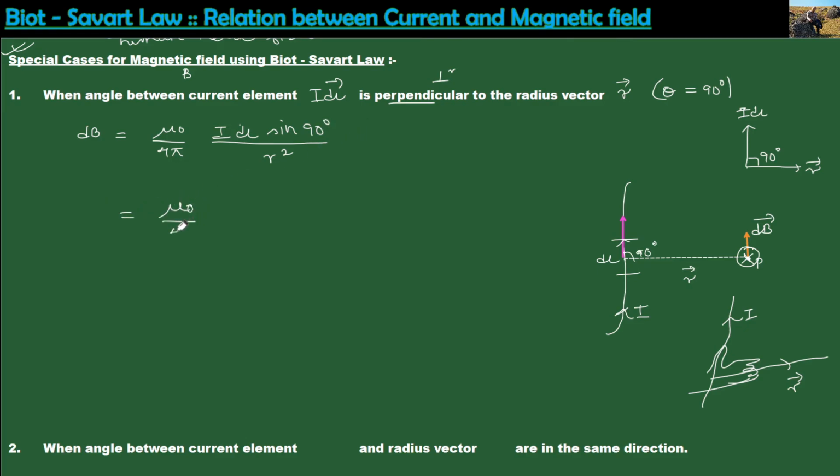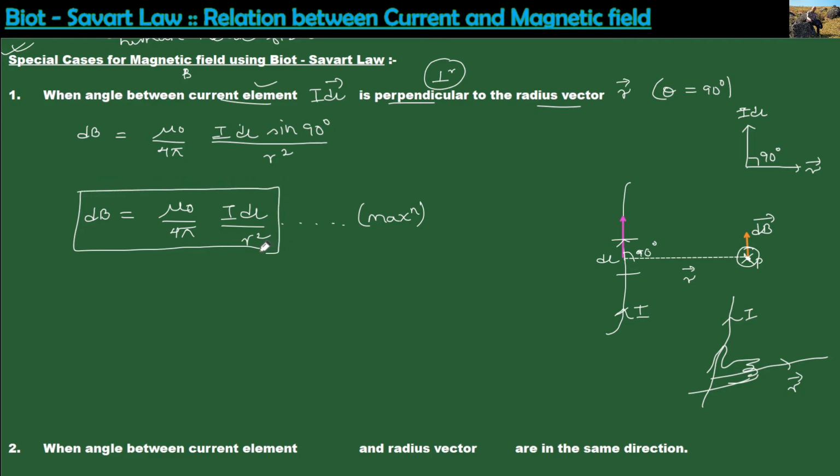So we'll get mu naught IDL, and this will be the value of dB. Which means that if the angle between IDL, our current element, and the radius vector is perpendicular, the magnetic field will be maximum. So in order to get maximum magnetic field, the direction of our current element and our radius vector should always be perpendicular to each other.